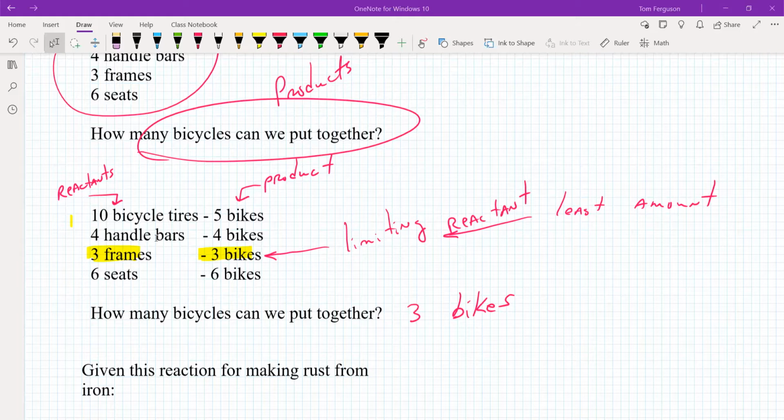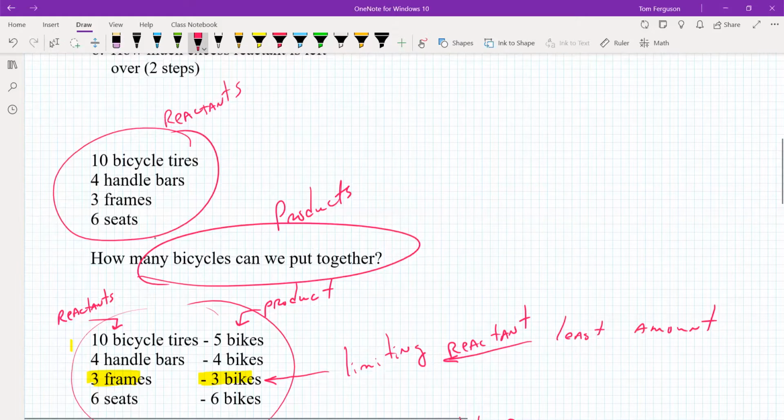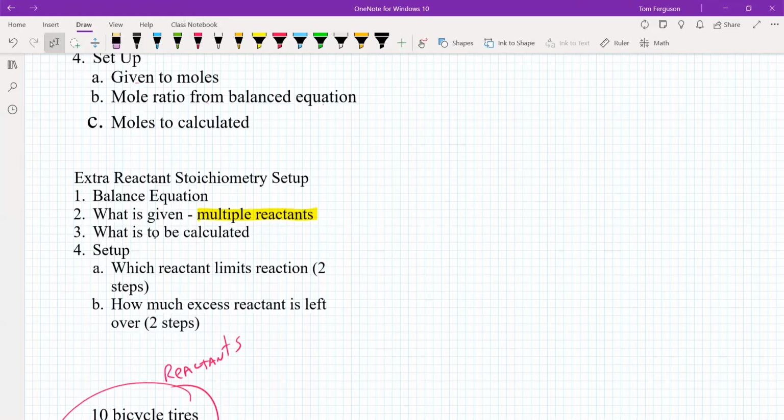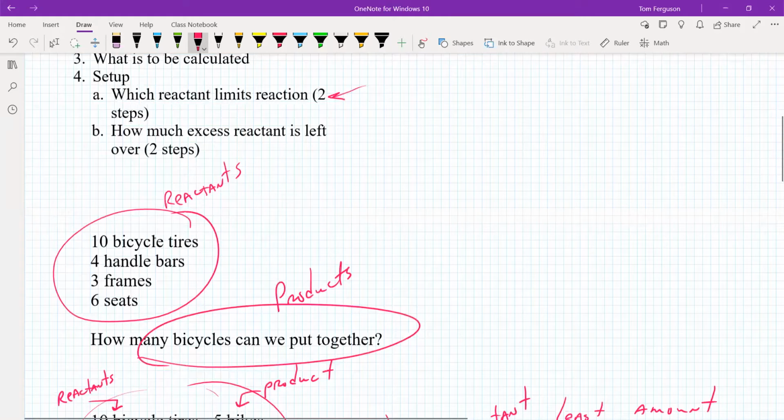Same with frames. We have 3 frames. There's 1 frame per bike, so we can end up with 3 bikes. If we have 6 seats, 6 bikes. So what's limiting the number of bikes in this pile of bicycle parts is how many frames we have, because it produces the least amount of bikes. Okay, so this process here is what I'm talking about.